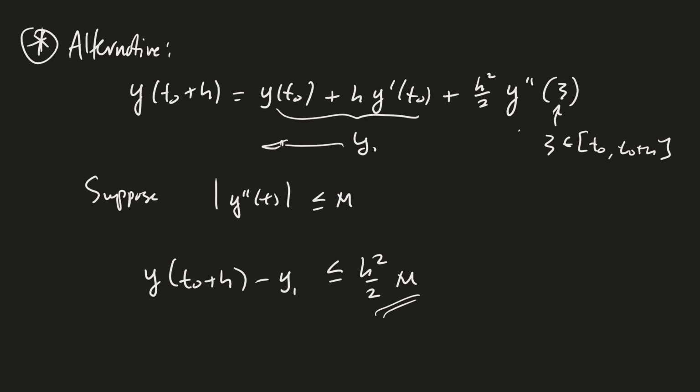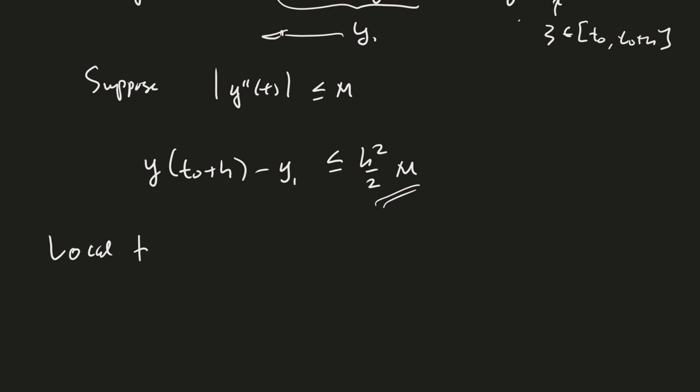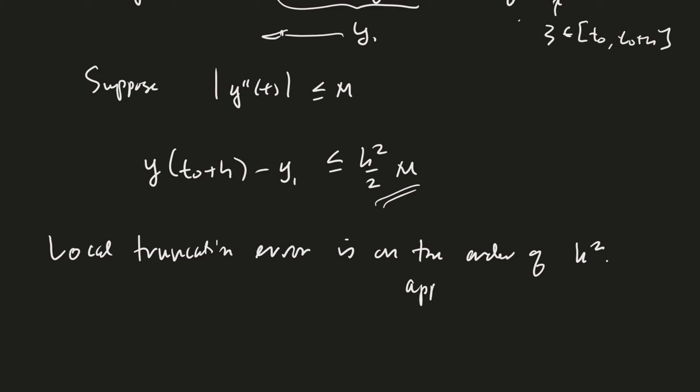And so we would say that the local truncation error here, that's what we're computing, is on the order of h squared. Okay, that means it's approximately proportional to h squared. That would be another way of saying the same thing.